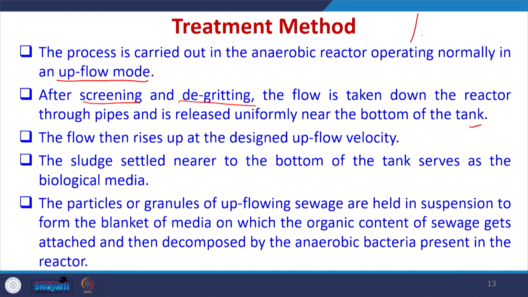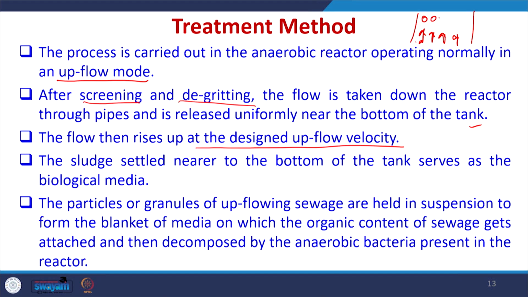So, that means, if this is the UASB reactor, the distribution of water from the bottom up will be uniform. The flow then rises at the designed upflow velocity. This is the most critical parameter, the flow velocity at which it should be released, because it should be good enough so that the sludge of a certain size and density is always floated. Above that size the sludge may settle, but whatever targeted size is there should float.